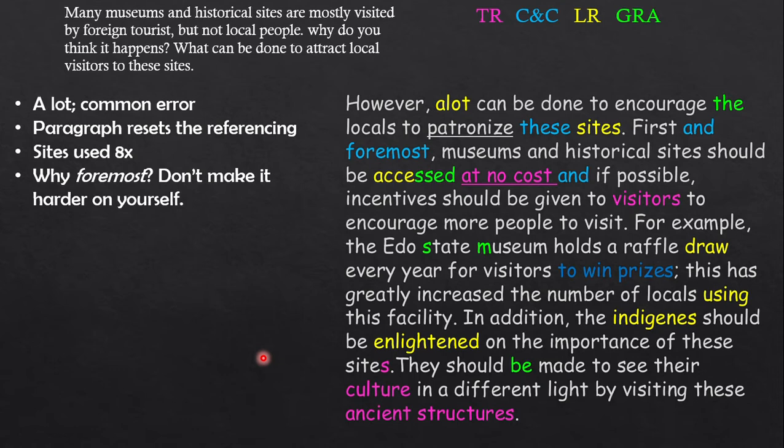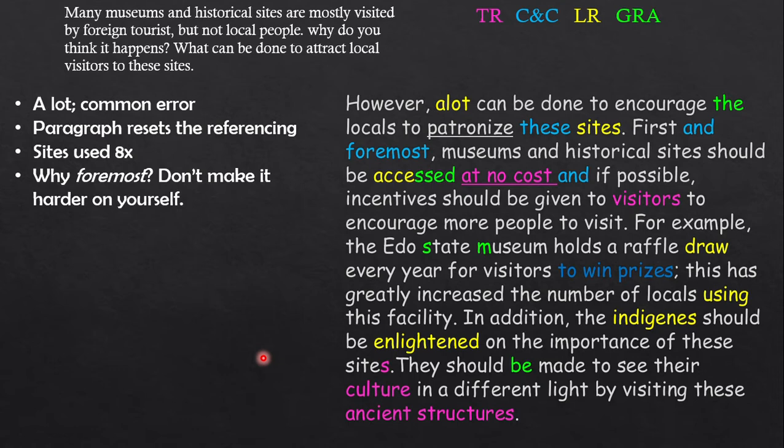How about, one of these reasons is, and, all right, should be accessed, be accessible at no cost. Hey, that's good collocation, good vocabulary. And wait a minute, at no cost for locals. You forgot to mention that part.